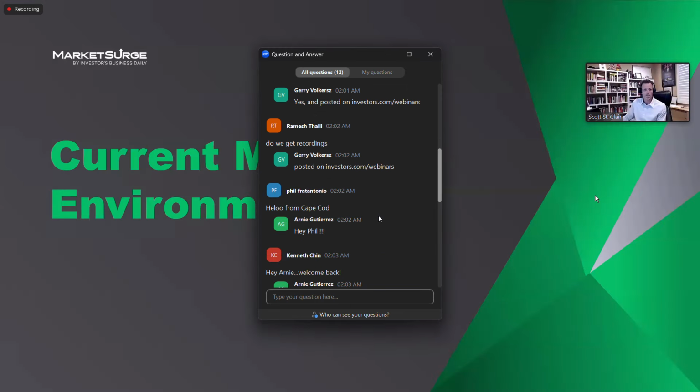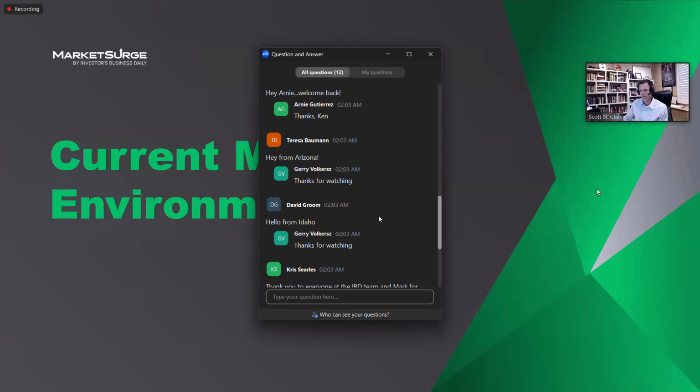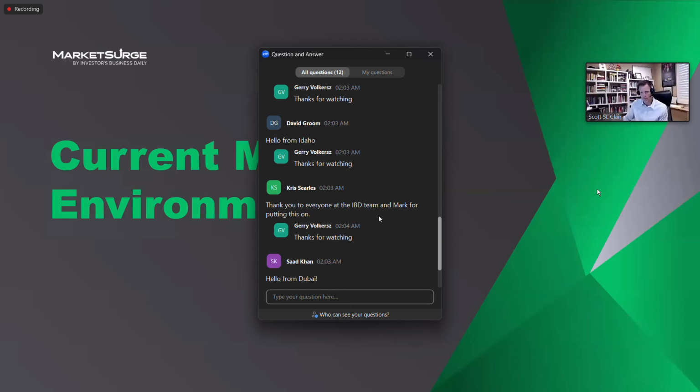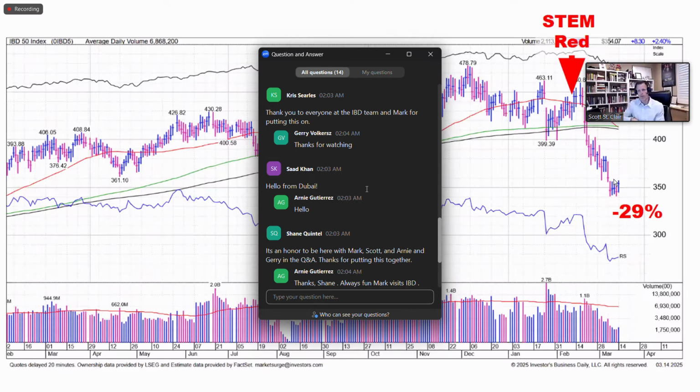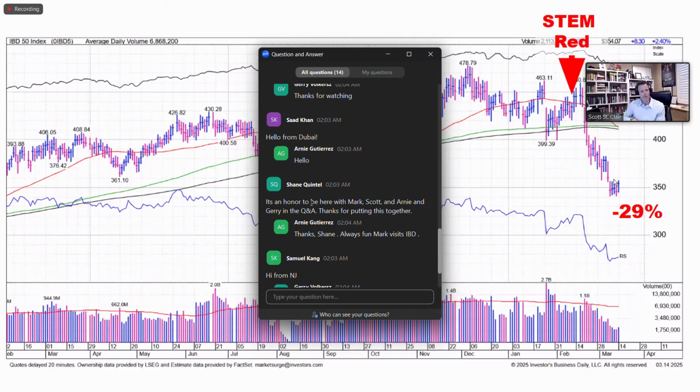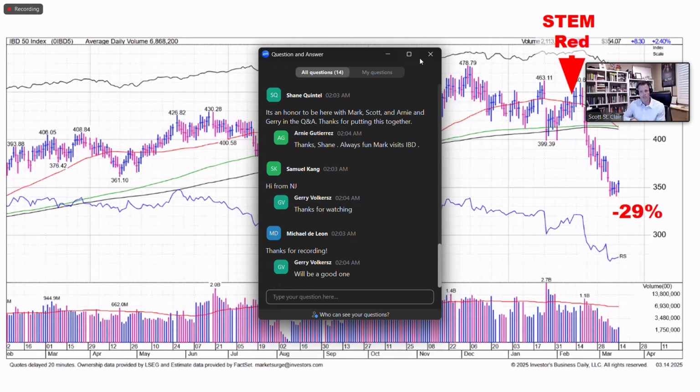Okay, so let's get to the heart of the matter. At least probably what a lot of people are curious about is this market and Mark's thoughts on the market, starting with this screenshot of the IBD 50 index.